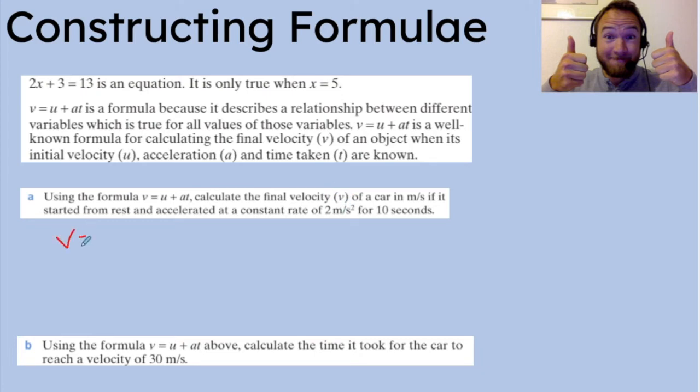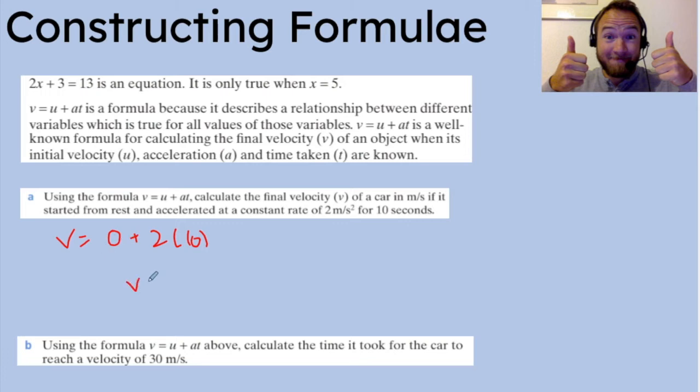So we don't know what v is. Do we know our u, our initial velocity? Well, it started at rest. If it's not moving, our initial velocity is 0. Then our acceleration is 2 meters a second squared times 10. Because 2 meters a second squared is acceleration, and time taken is 10 seconds.